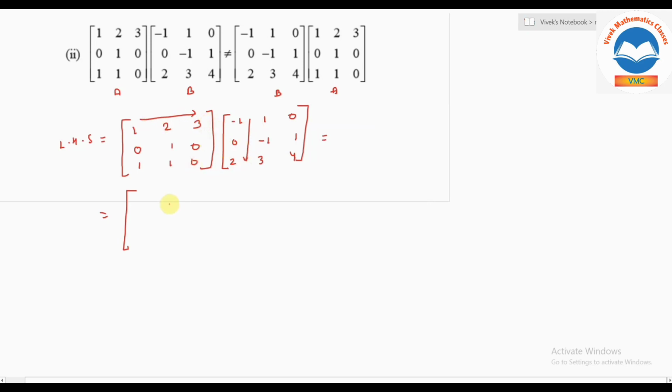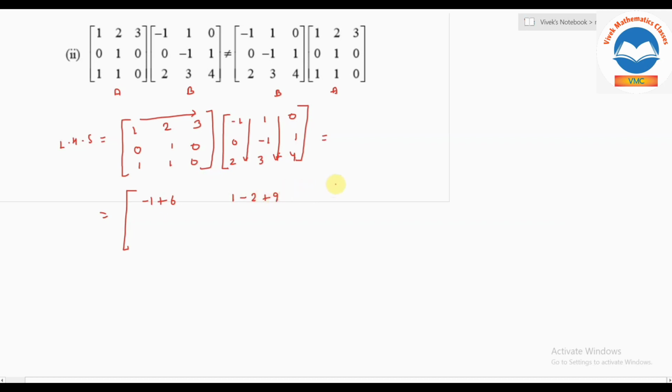So this 1 into minus 1 will be minus 1. Then 2 into 0 will be 0. No need to write. 3 into 2 will be 6. Okay. Next, first row and second column will multiply. So if you multiply with second column, what you will get? 1 into 1 will be 1. And 2 into minus 1 will be minus 2. 3 into 3 will be 9.